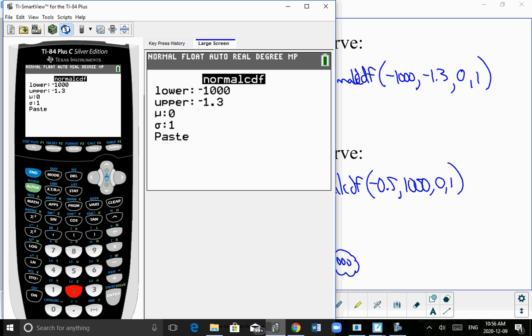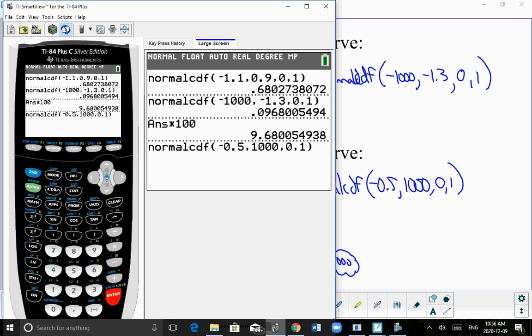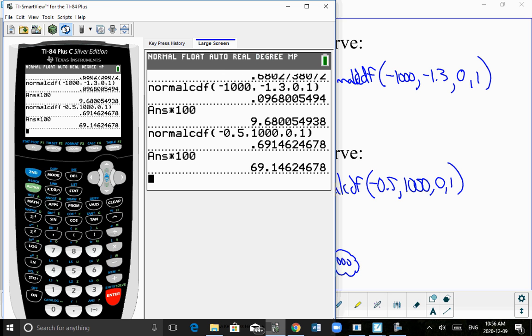So I've got negative 0.5, 1,000, 0, 1. So again, if you're running the TI-83, you would just enter it in directly like that. Remember, the comma key is right above the number 7. Okay, hit enter, times it by 100 to get it into percent. So I get out 69.1%.